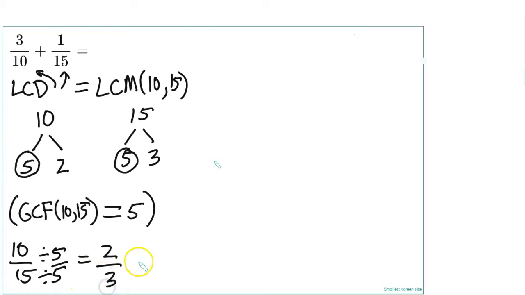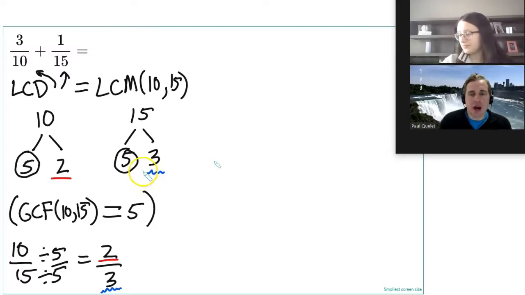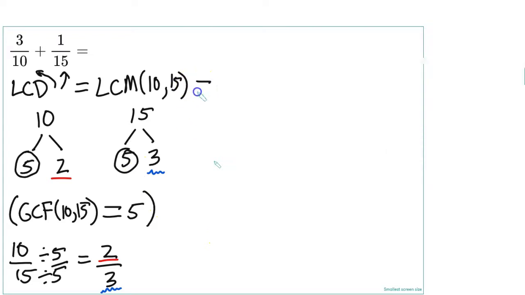2 over 3. And you see that 2, which is right here, that's also right there. And you see that 3, which is the denominator, is also right there. It's the other part of the tree, basically. If the tree breaks down 15 as 5 times 3, then you get rid of the 5, the only other root is the 3, right? Okay, now with all that in mind, we want to move on to least common multiple.